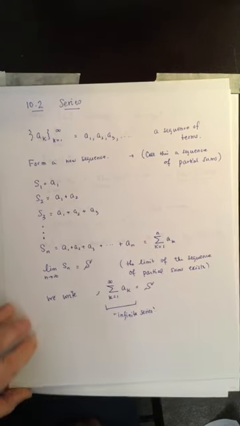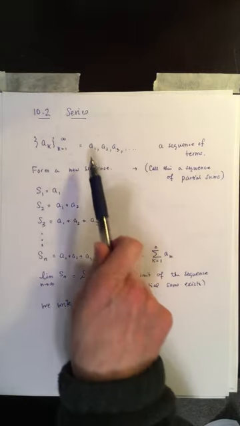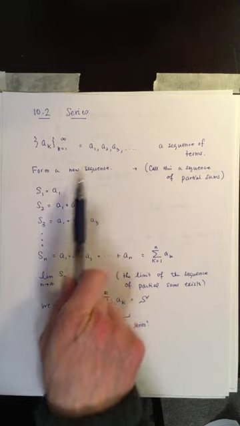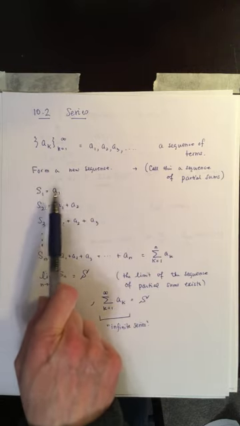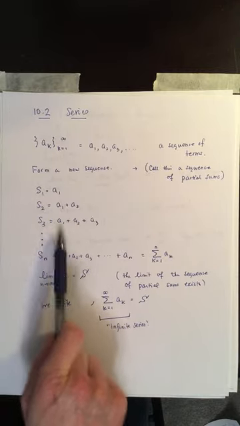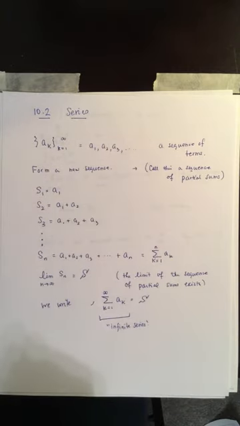Okay. So we have multiple things going on here. We've got a sequence of terms, a sub 1, a sub 2, a sub 3, and so on. Then we develop a new sequence. We call this a sequence of partial sums, where S sub 1 is a sub 1, S sub 2 is the sum of the first two terms, and so on. We also have a sequence here of S sub n's.